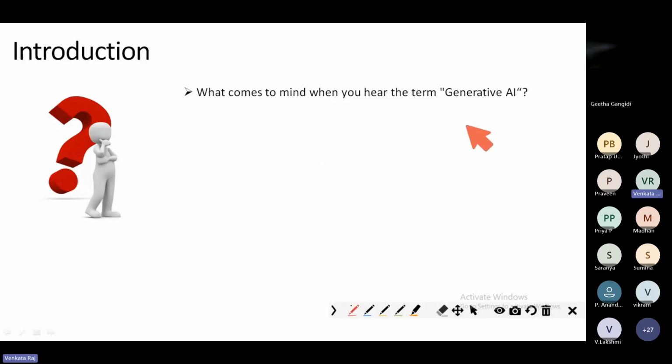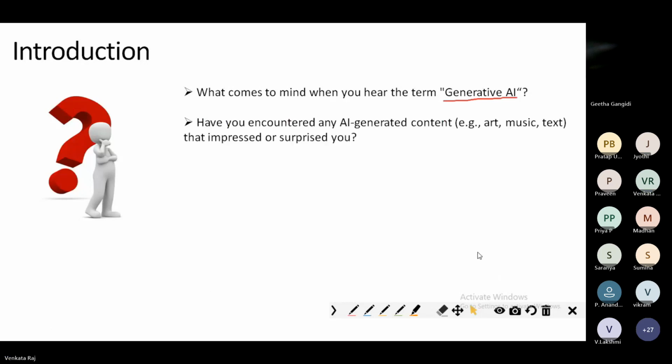Anyone? What comes to your mind when you hear this term generative AI? Okay, no worries. We'll discuss that. Basically, generative AI, if we go for performance testing, is mostly automation of a lot of things and reducing effort. Yes, with respect to time and effort in performance testing. Right, well said. We'll discuss more on that.